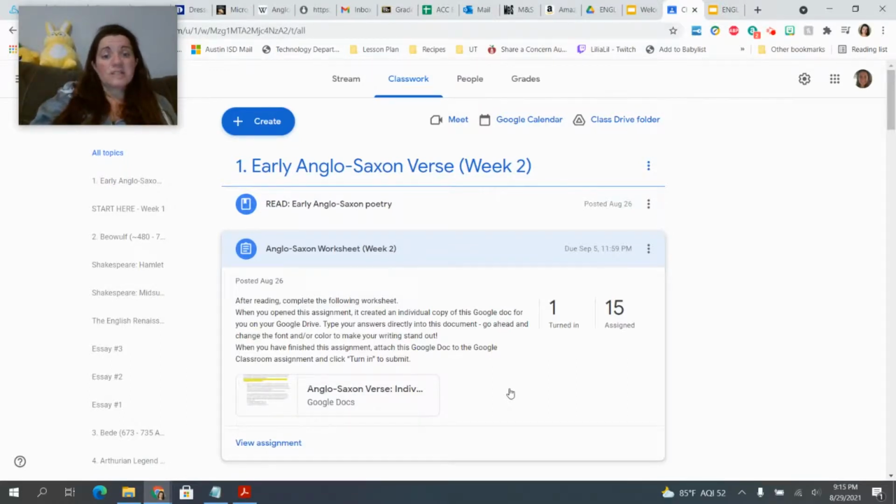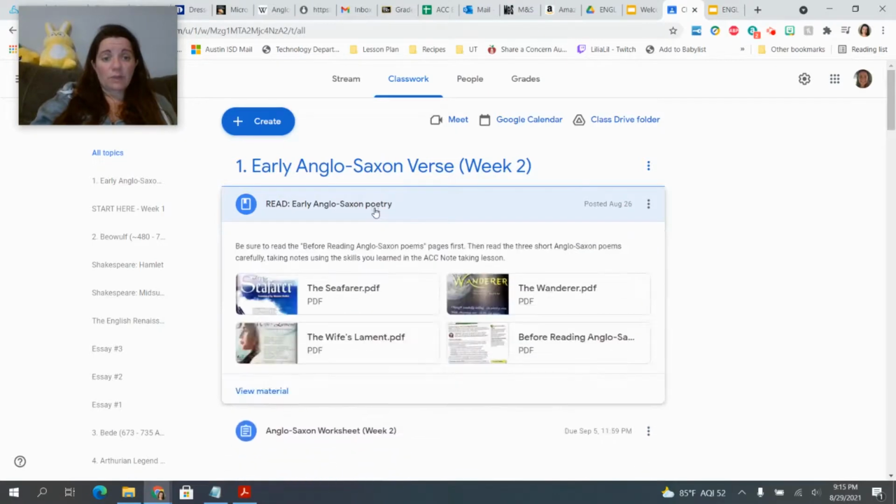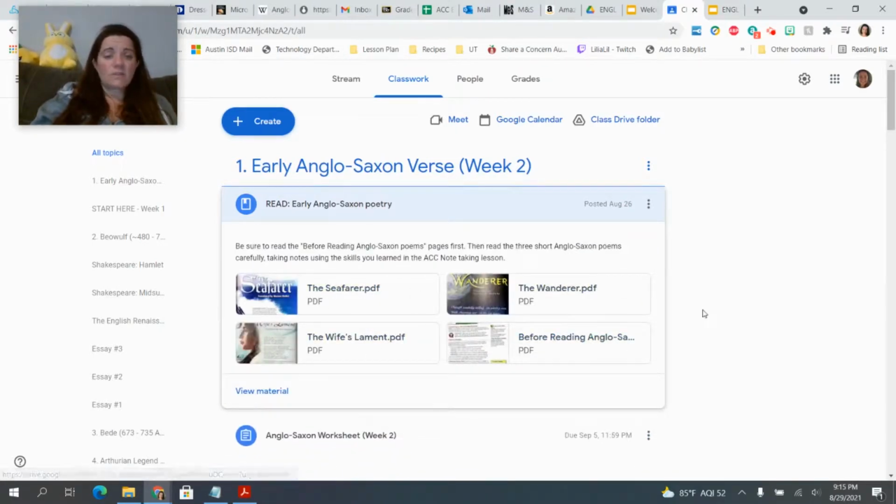So fewer assignments for you to actually turn in this week than what we had last week, but there is more reading for you to get done this week. So please make sure that you're reading these 4 attachments here. None of them are that long. It's not a lot of reading for you. I think the Wife's Lament and the Seafarer are only a couple pages long each. The Wanderer is a little bit longer.